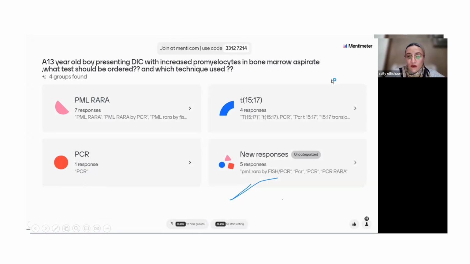Okay, all of you are right. Someone said translocation 15;17 by FISH. FISH is okay for the diagnosis, but it has some limits in sensitivity. But for follow-up of the disease and measurable residual disease, you would want to start your ordering with PML-RARA by PCR, by qPCR, that is quantitative.